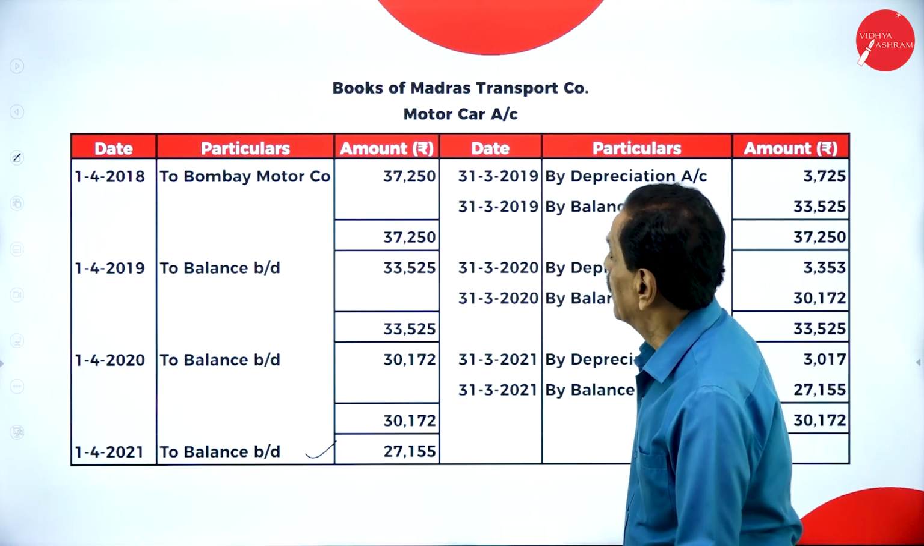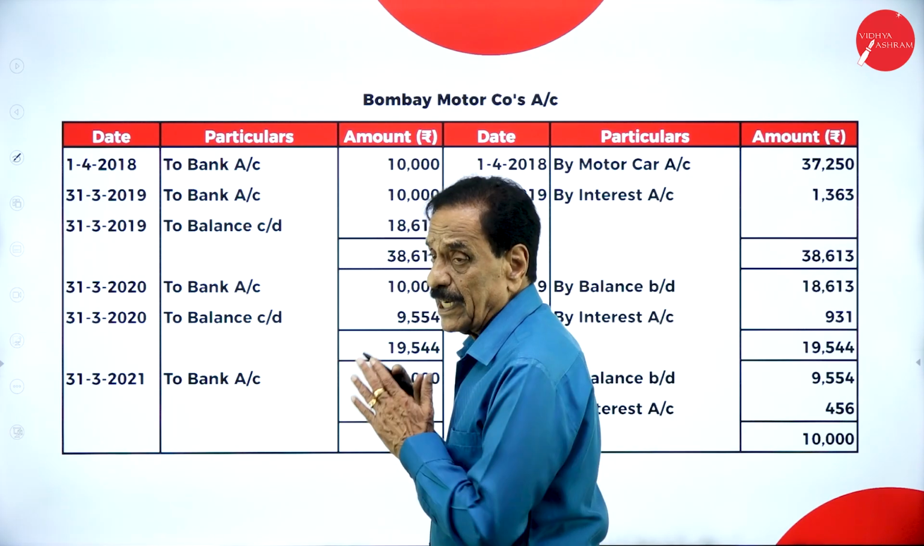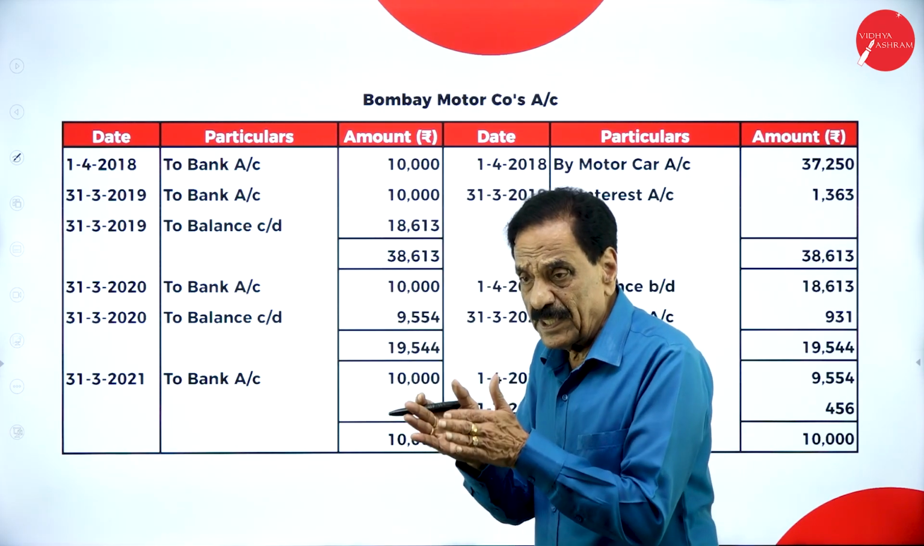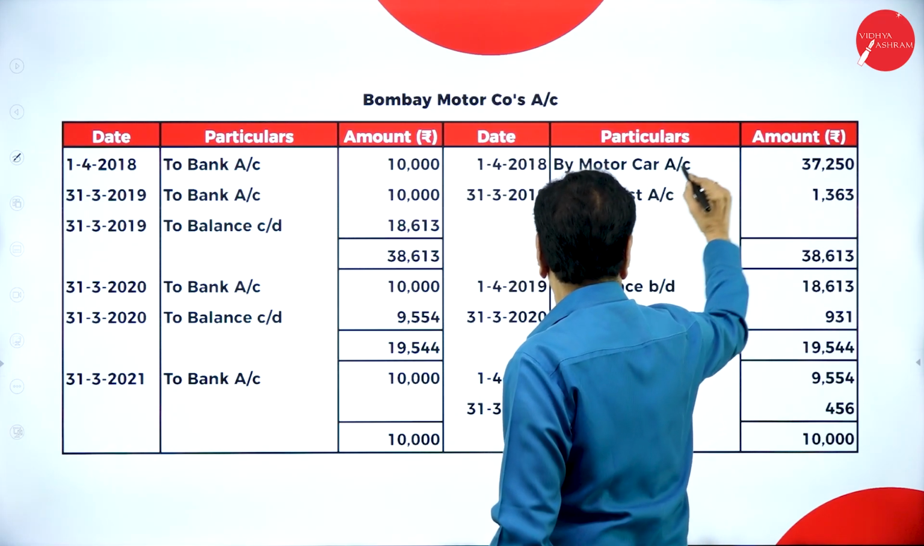Now move on. Bombay Motor, hire seller account. What's the entry? Asset account debit to hire seller account.